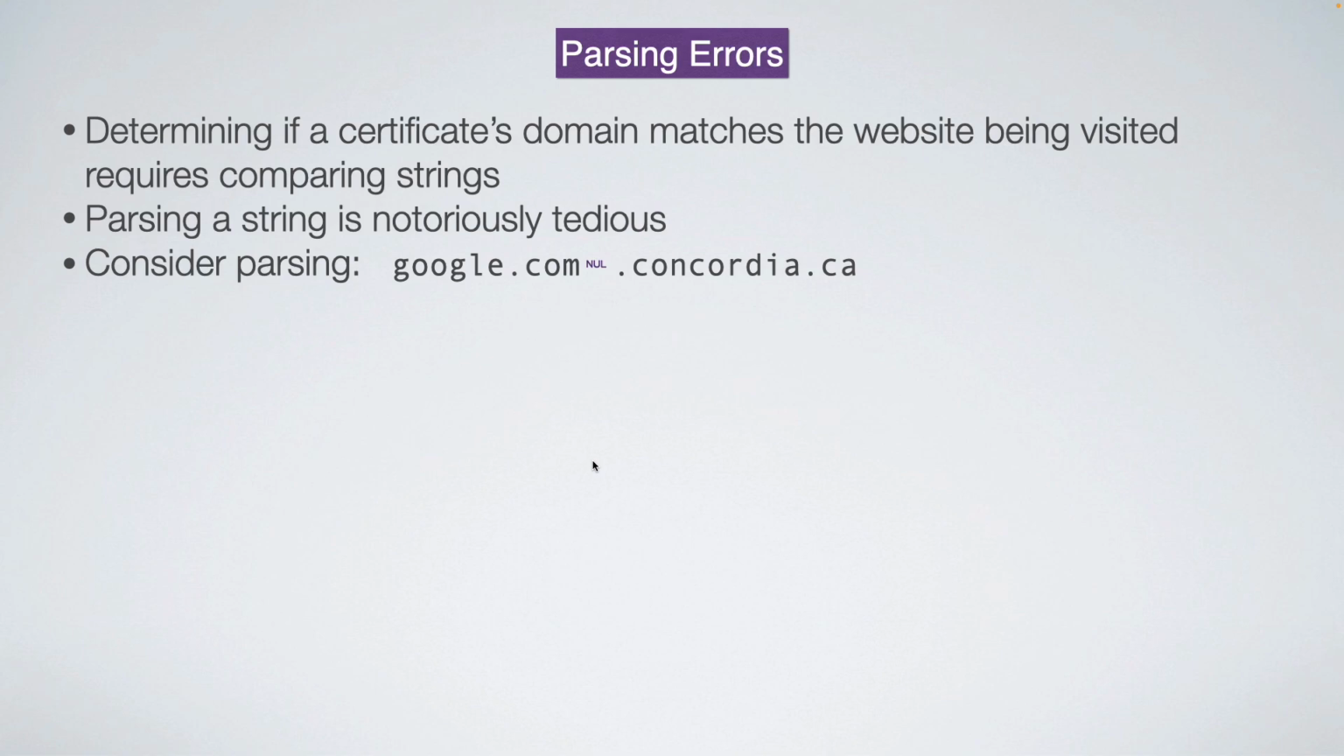Why not, right? I probably wouldn't, but there's nothing wrong with that. And then could I have google.com.concordia.ca? I can, okay? So that's a perfectly valid domain.